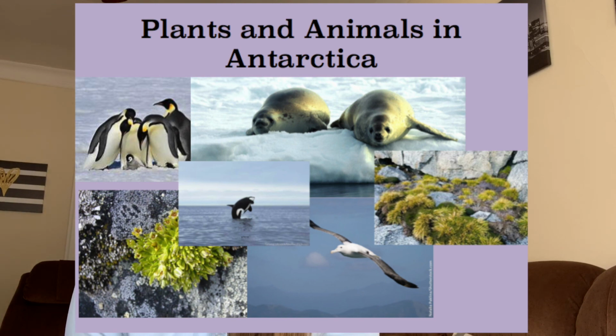Here are some plants and animals that you would find in Antarctica. So we have emperor penguins, seals, orca. The bird is called an albatross. And then the two plants you're looking at, one is called pearlwort and one is called hairgrass.